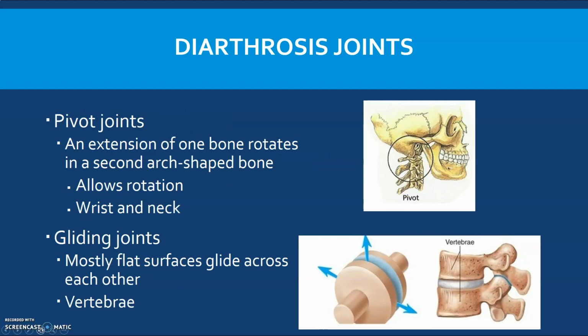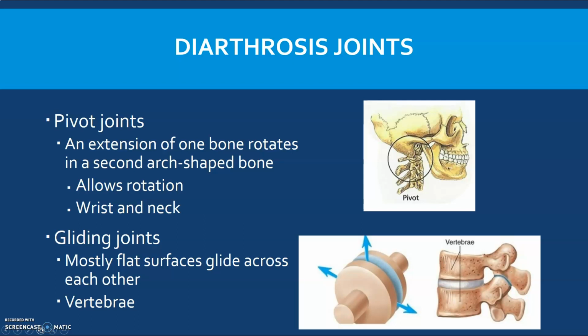Continuing with other types of diarthrosis joints, you have pivot joints. Pivot joints allow for rotation around an axis. An example would be between the first and second cervical vertebrae, and this type of joint there allows for side-to-side motion of the head. You can also find pivot joints located in the wrist. How pivot joints work is you have an extension of one bone that rotates in a second arch-shaped bone.